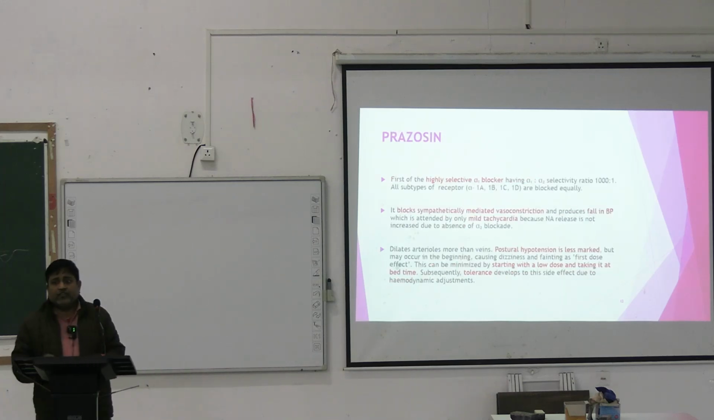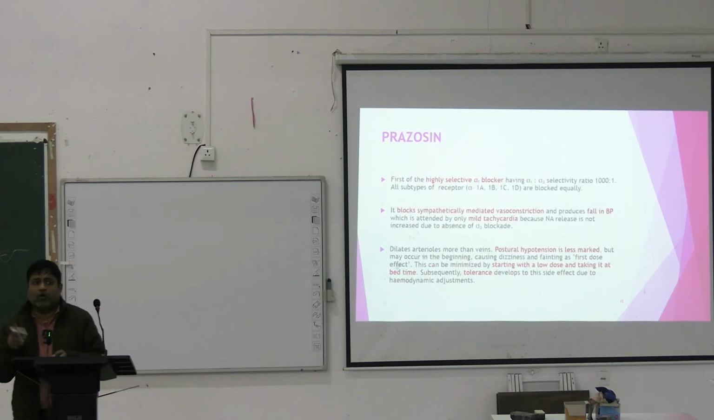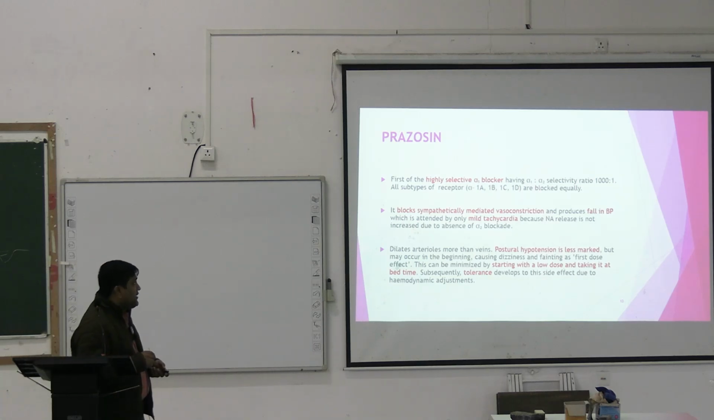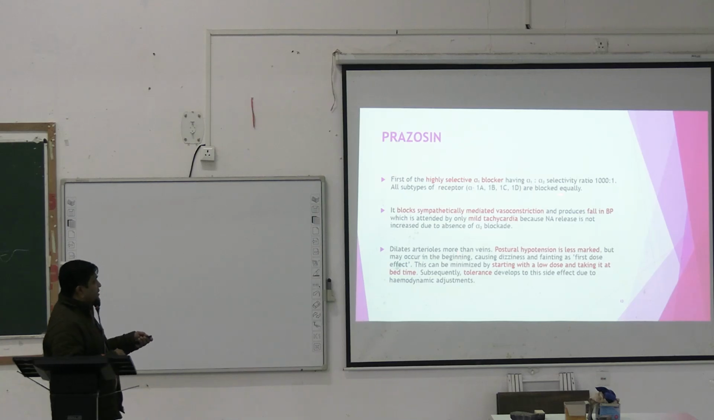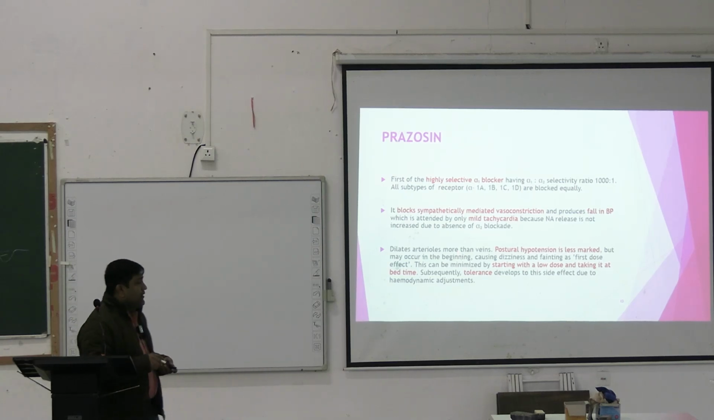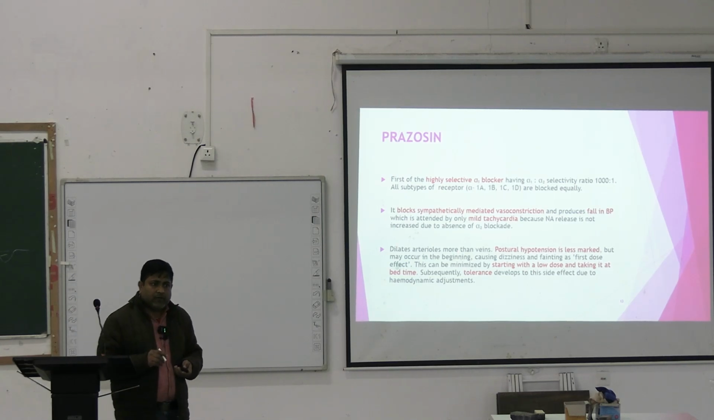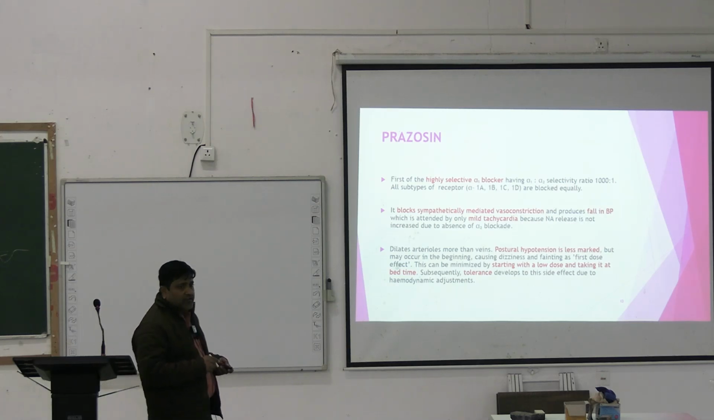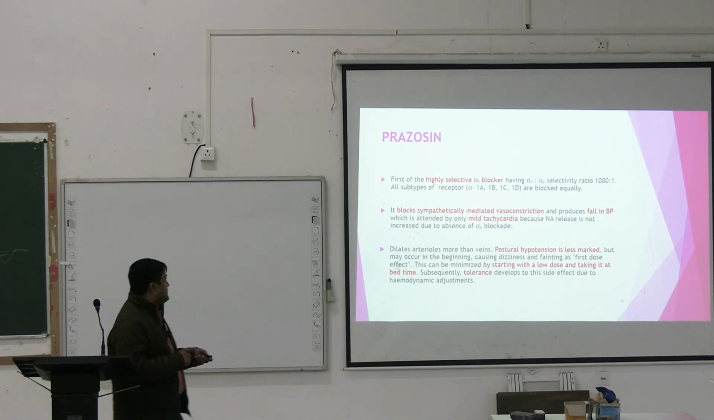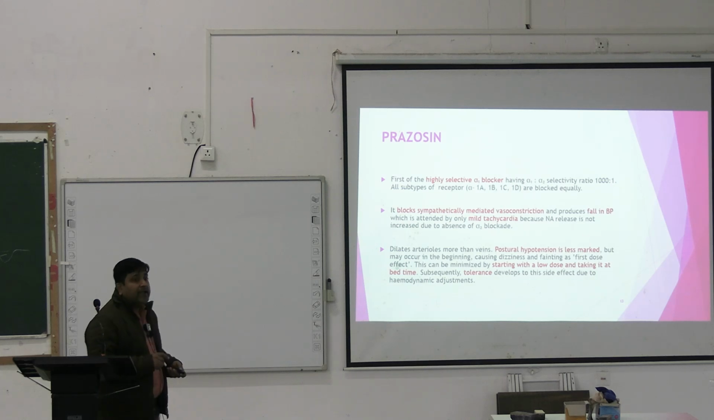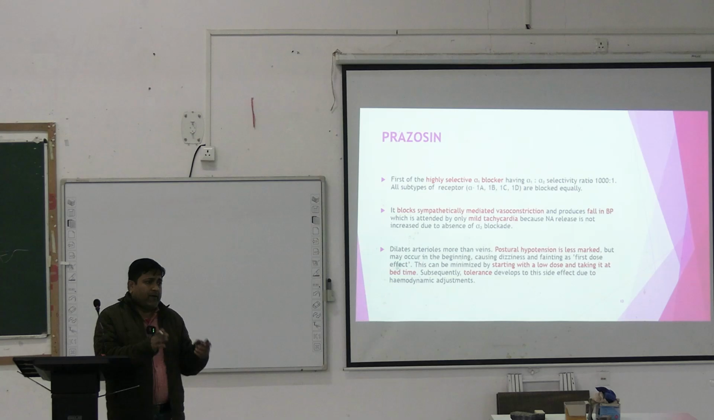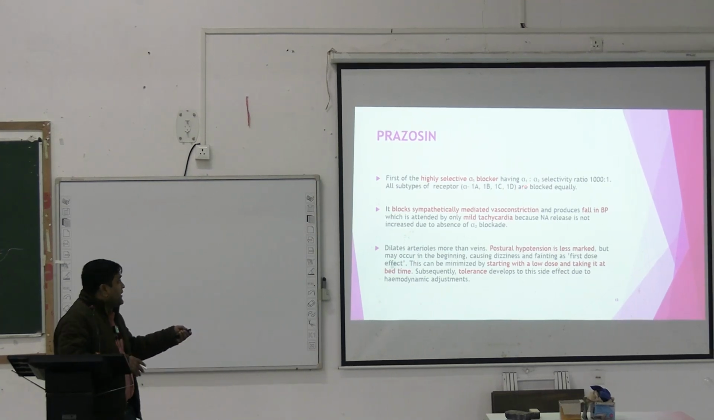Prazosin. Prazosin is a selective alpha 1 blocker, having alpha 1 to alpha 2 selectivity ratio of 1000:1. All subtypes are blocked equally. So it's an alpha 1 blocker. It will block sympathetically mediated vasoconstriction, so there can be a fall in blood pressure. But only mild tachycardia is seen. Compared to phenoxybenzamine, the tachycardia is mild.